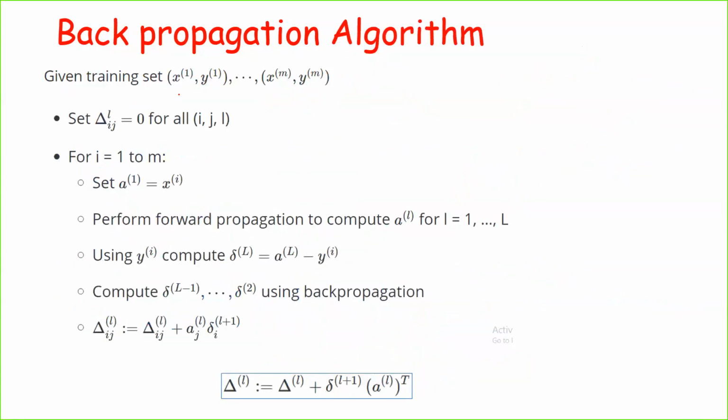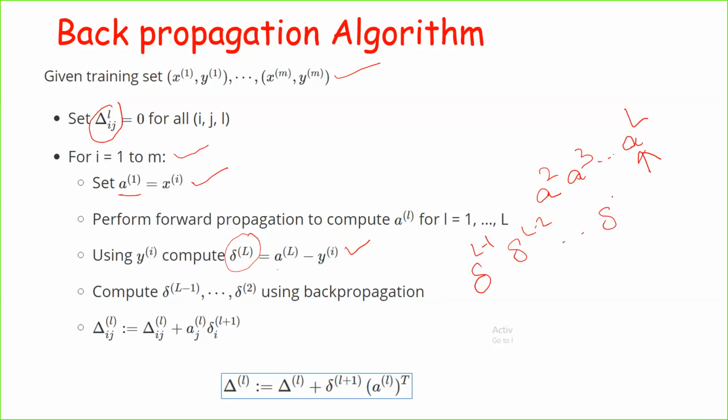Okay, so let us summarize the algorithm. We are given a training set x1, y1, x2, y2, and so on, xm, ym. So we are initializing all the delta values, gradient values to 0, right? This process is repeated for all the instances i equal to 1 to m. We are setting the activation units at layer 1 to the input, and then we perform the forward propagation, right? It means we are computing activation units at layer 2, layer 3, till layer L. Once we get the prediction AL, we compute the difference between prediction and actual value, which is the error at the last layer, delta L. Then using backward propagation, we compute the error at the previous layers, delta L minus 1, delta L minus 2, and so on till delta 2, right?